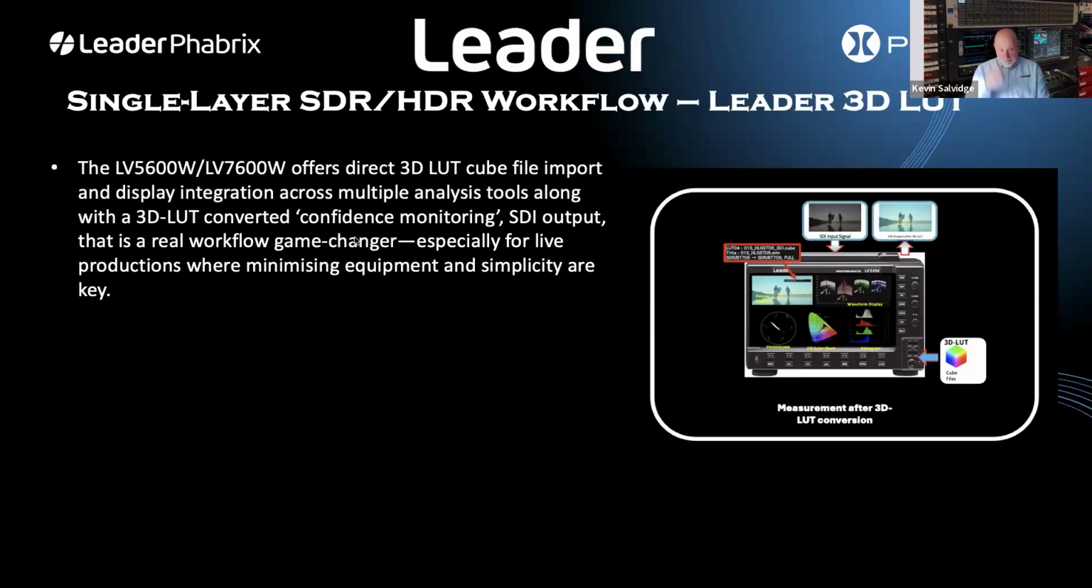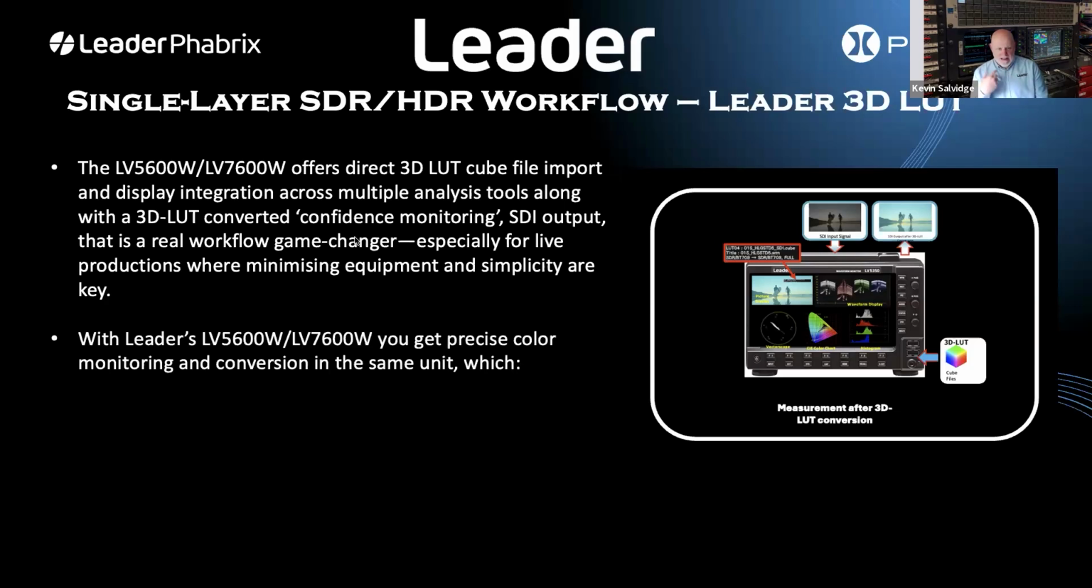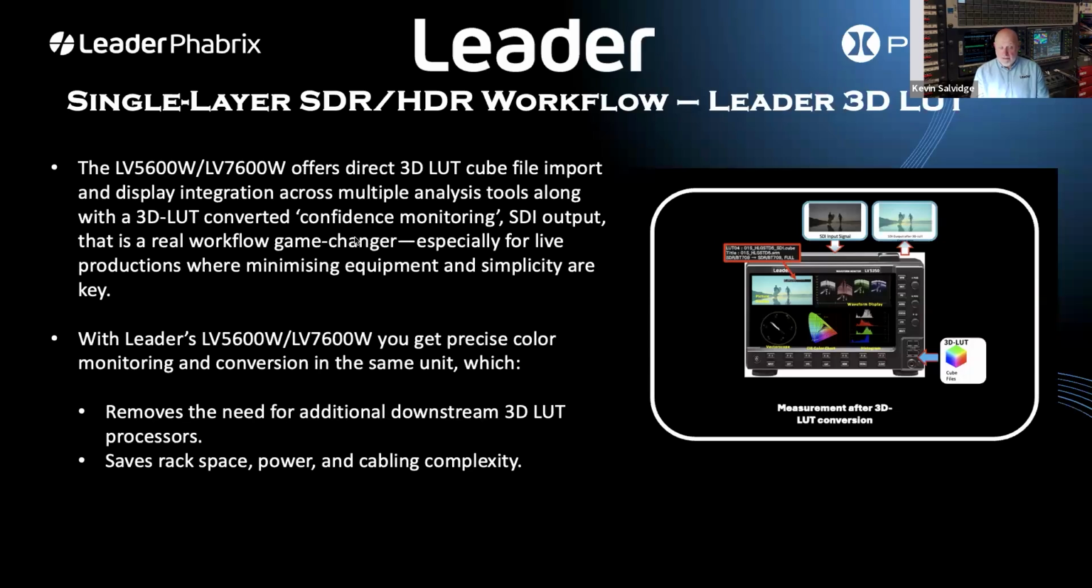So as we said, 5600 and 7600W offer you 3D LUT cube file import. We don't create the LUTs. These are yours. And with the confidence monitoring output, it's just simplifying the whole production. As I said, we're now removing the need for additional upstream and downstream 3D processing. We're saving your rack space and power and cabling complexity. Well, saving rack space, you're going to put something else in there. So it's allowing you to put other pieces of kit into your truck.